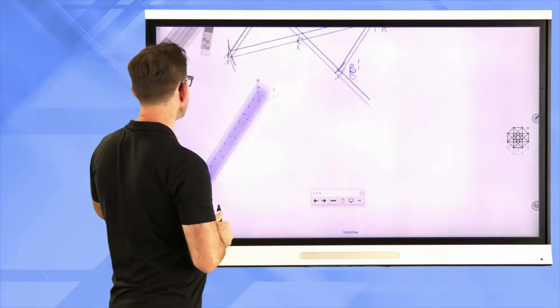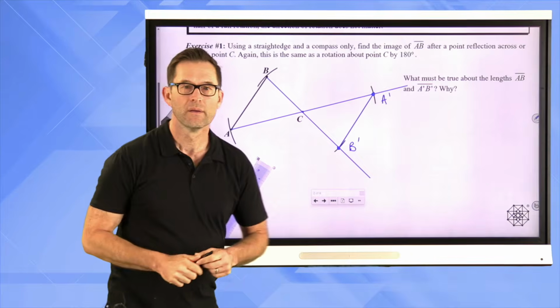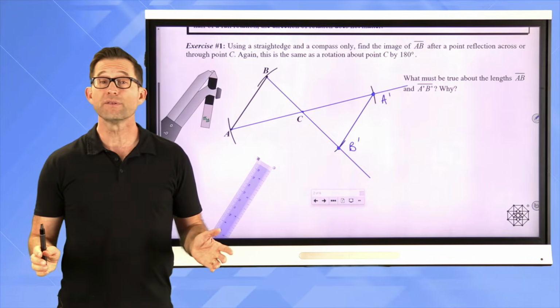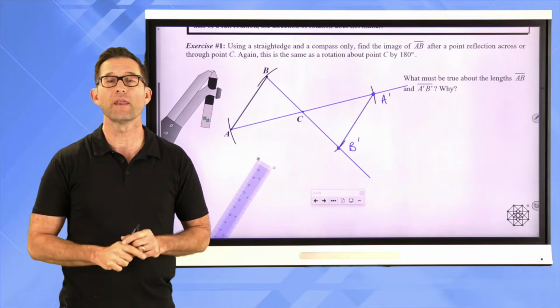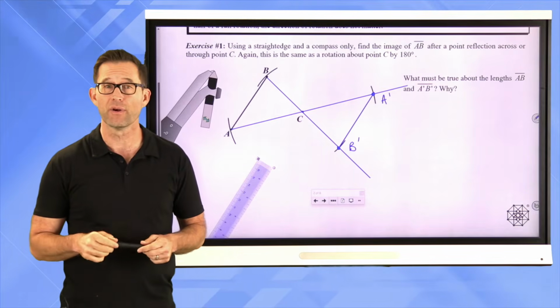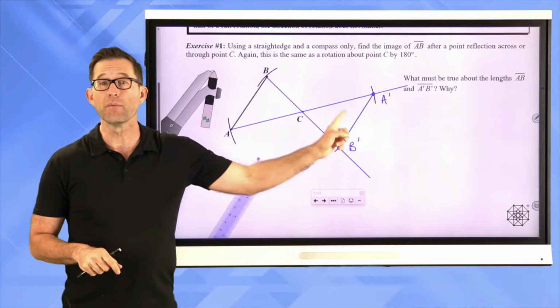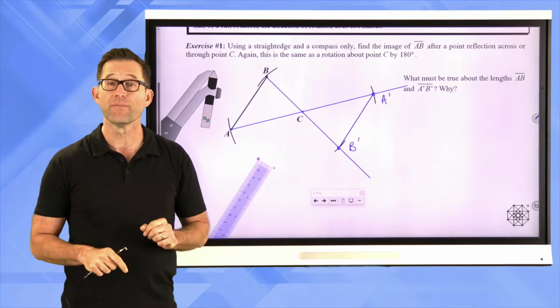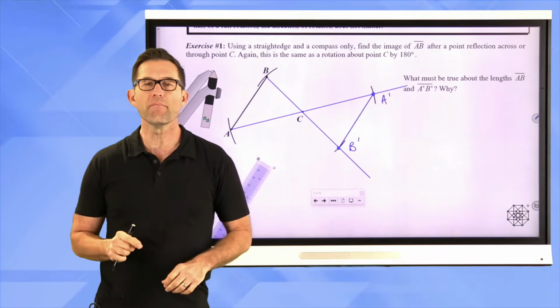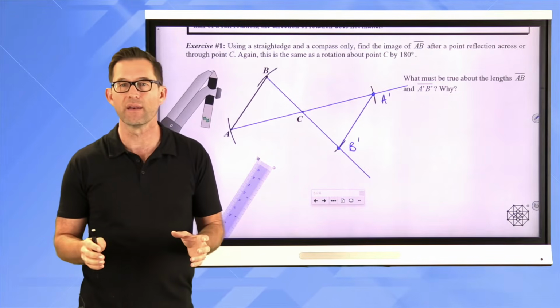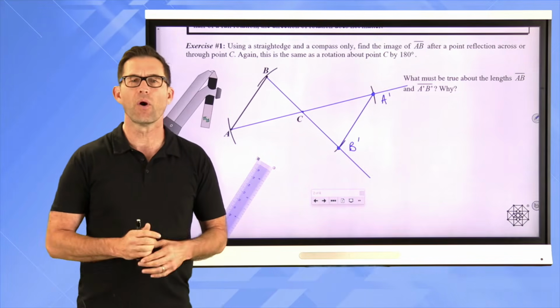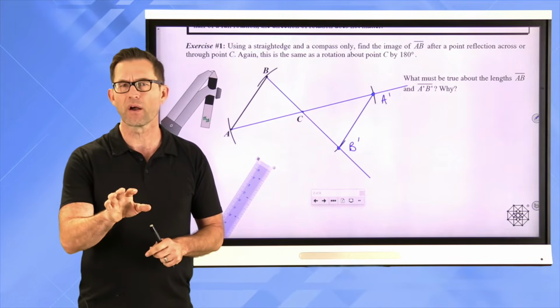There we go. So, very, very simple. But of course, it relies on you knowing that when you rotate a point about another point by 180 degrees, those 3 points end up being collinear. That's really key. And it's really what makes a point reflection sort of special, or a rotation by 180 degrees special.